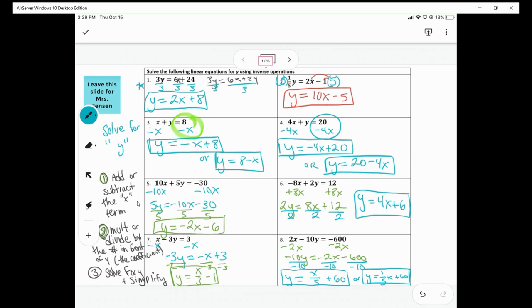That concludes our practice problems for solving these equations for y using inverse operations.